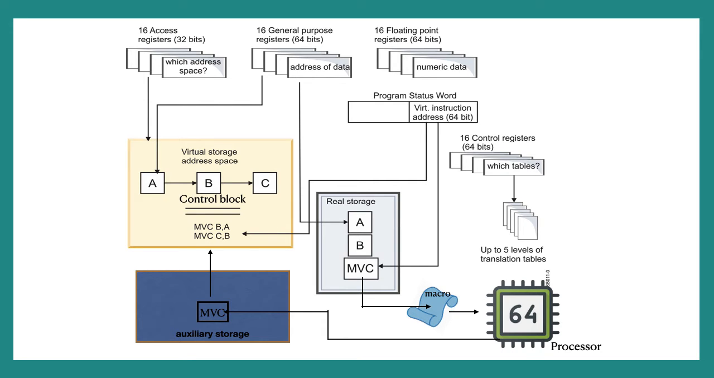Access registers specify the address space in which data is found, while the general registers address data in storage and also hold user's data. The floating point registers hold the numeric data, and the control registers used by the operating system are set to have reference to the translation table that we discussed earlier.